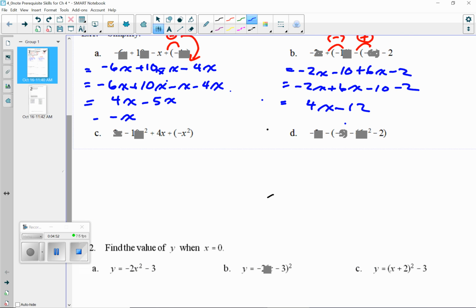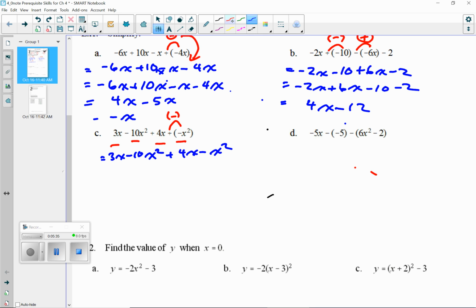3x minus 10x squared plus 4x plus negative x squared. We're still going to apply that rule for plus and minus outside the bracket. So plus and minus outside the bracket give me a minus. So this term and this term are one type of term, and then these terms are going to go together. Let's simplify right away. So we're going to get 3x minus 10x squared plus 4x minus x squared.